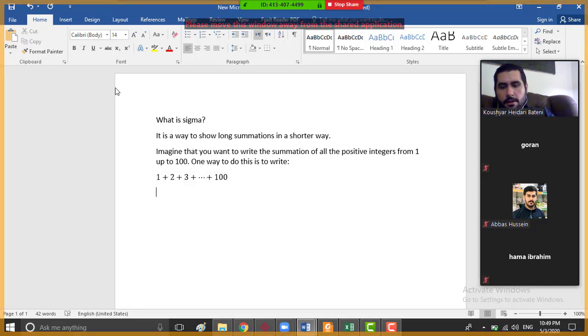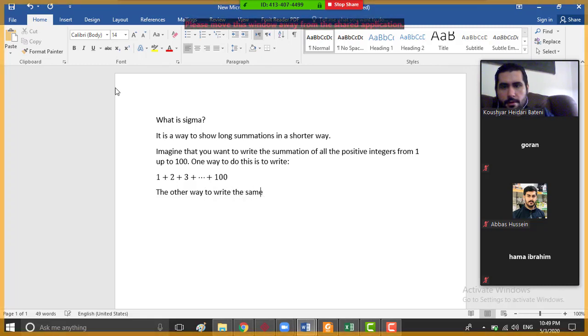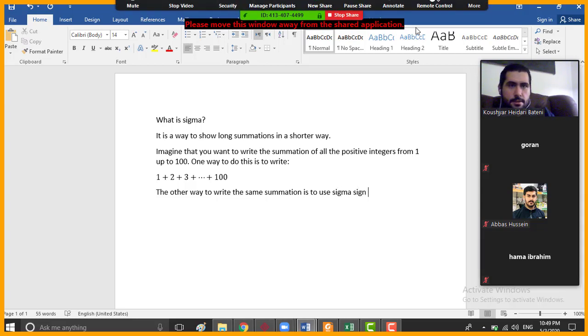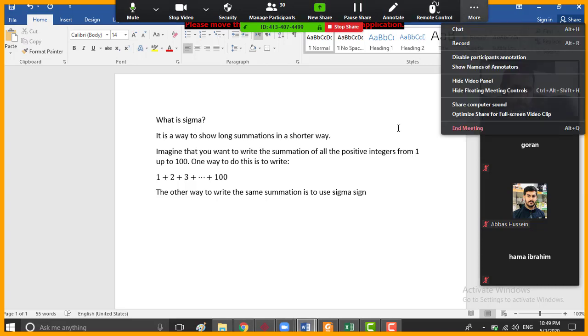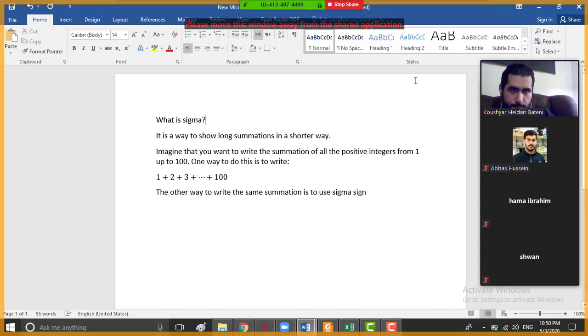The other way to write the same summation is to use the sigma sign. And what is the sigma sign? Here I'm going to show you.